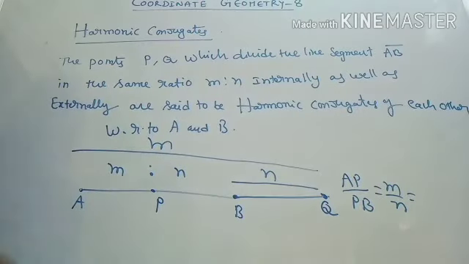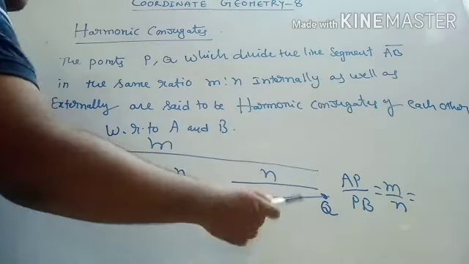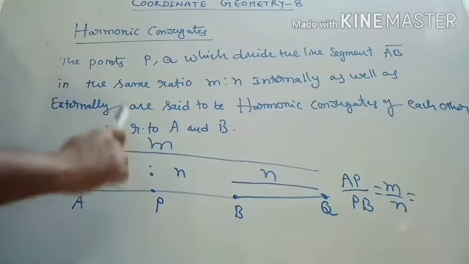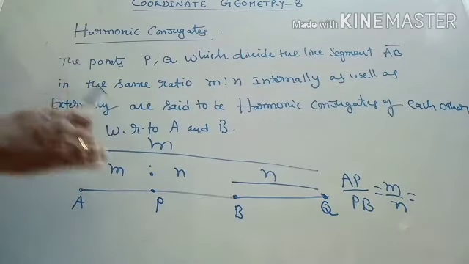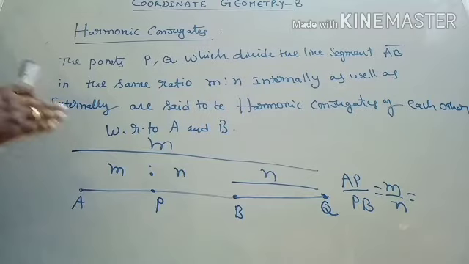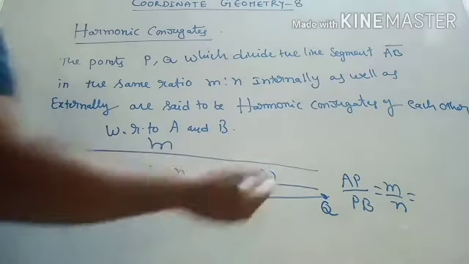Now the external division means the point Q is dividing externally the line segment AB. That means it is present in the extended part of AB. That's why it is outside, whereas P is inside.